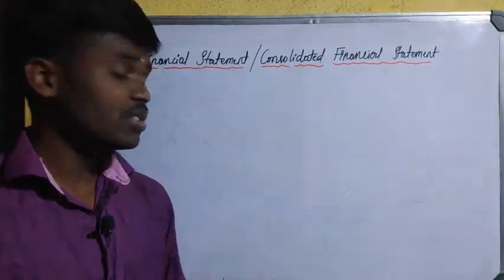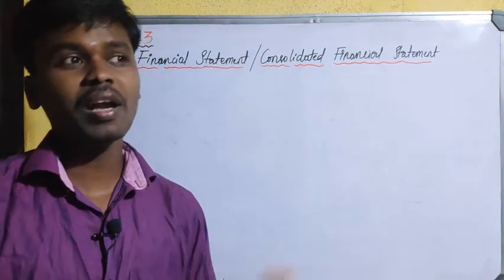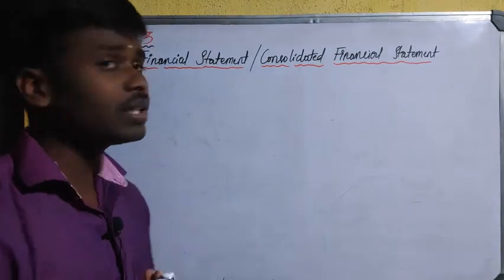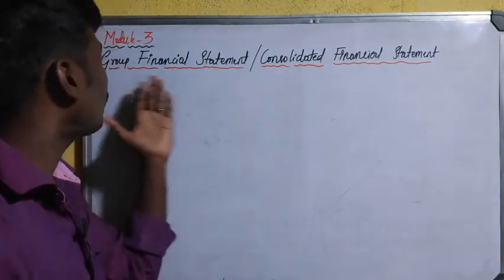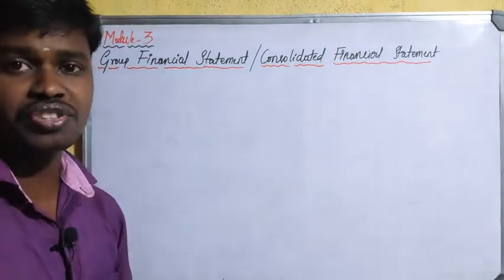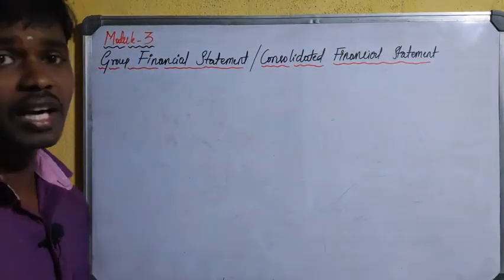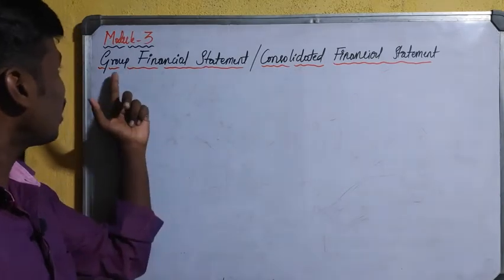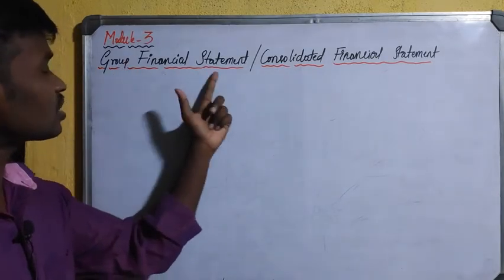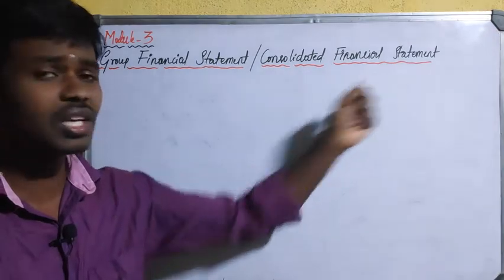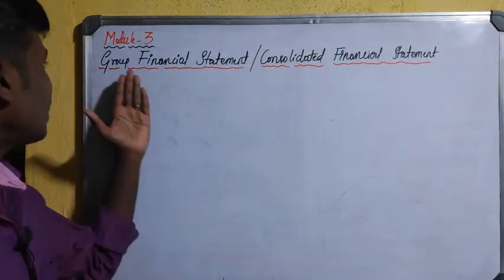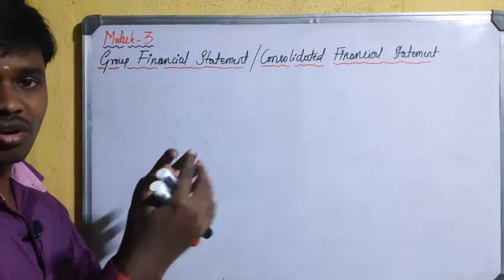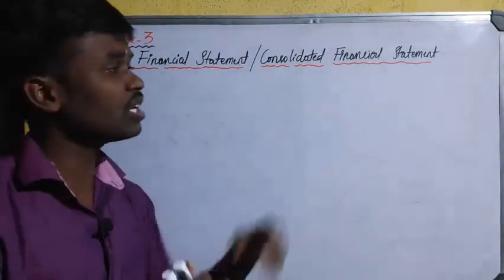In the previous session we completed the amalgamation and merger chapter, that is the second chapter. In this chapter we have to discuss the group financial statement and consolidated financial statement. This is the third module under corporate reporting practices and Indian accounting standard. The name of this module, group financial statement and consolidated financial statement, itself indicates group financial statement or consolidation.